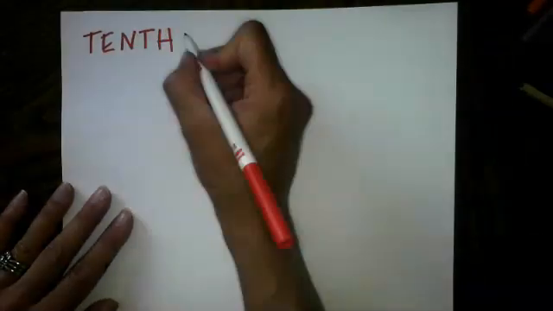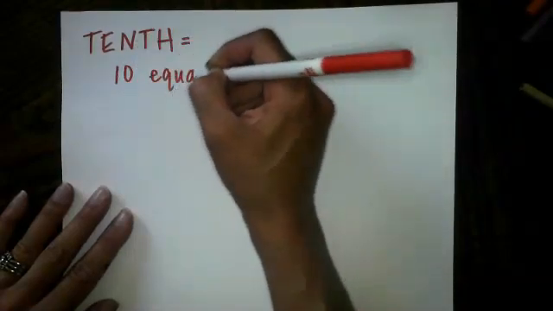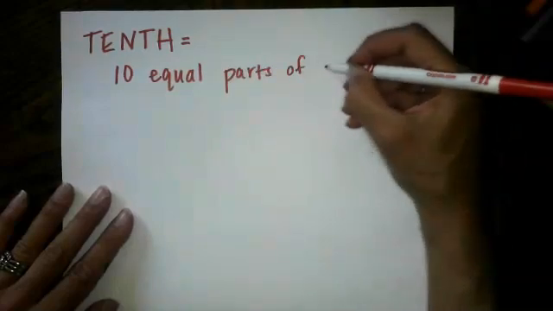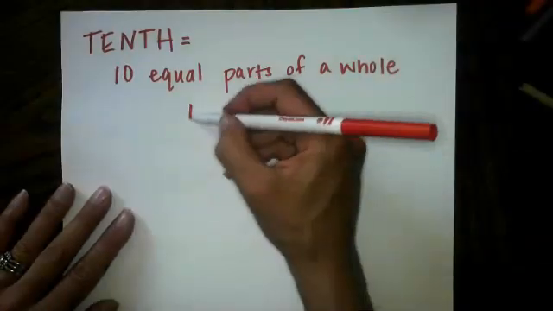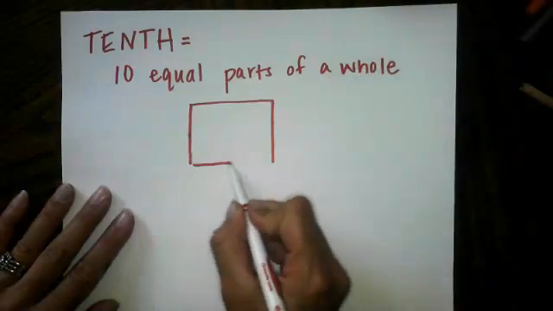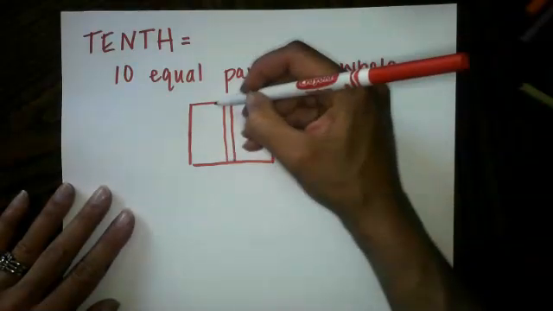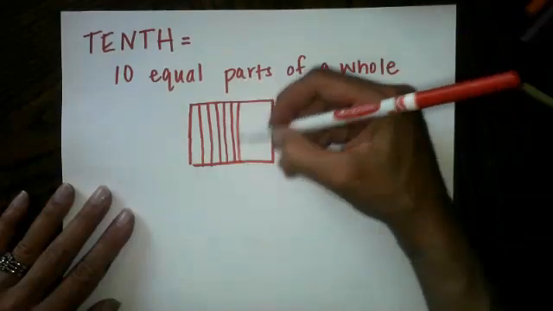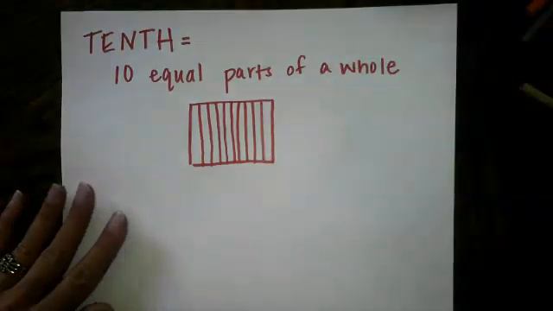Okay, a tenth is 10 equal parts of a whole. So if I drew a whole, and let's make it a square, or close to a square anyway. I know that's not perfect. And I'm going to divide it as carefully as I can into 10 equal parts. I know they're not exactly equal, but let's pretend they are, okay?